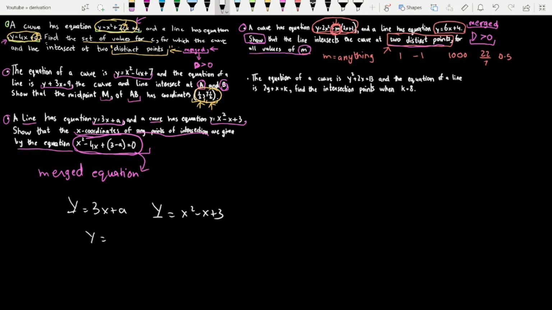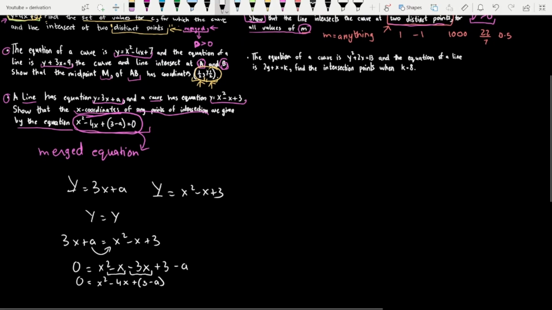So we put y equal to y, and we get 3x plus a, and we get x squared minus x plus 3. So we can bring all this to this side, and we'll be left with 0 is equal to x squared minus x minus 3x plus 3 minus a. And so I'll be left with x squared, and if I add minus x into negative 3x, I will have minus 4x, and then I will have this constant term, which is 3 minus a. So you can actually see that this thing is the same as what they told us in the question.